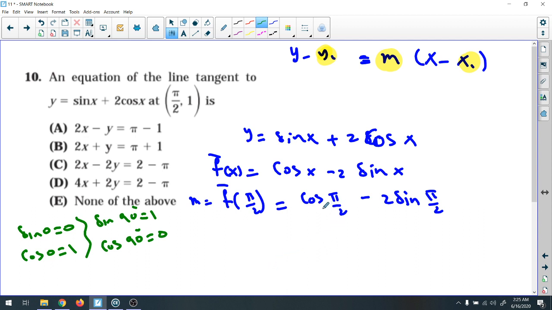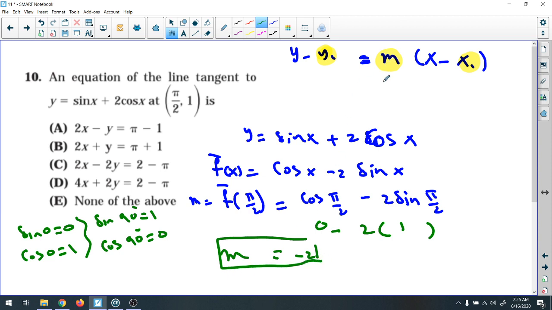So cosine of 90, that's 0. Cosine of 90 minus 2 times sine of 90, which is 1. So the slope will be 0 minus 2 times 1, which is negative 2. This is the slope.